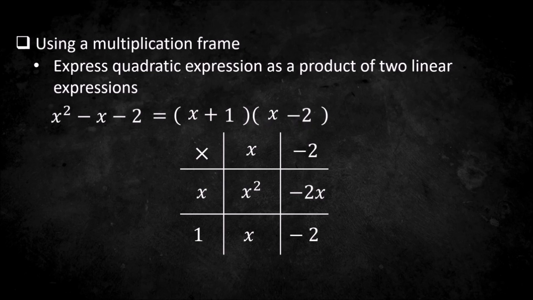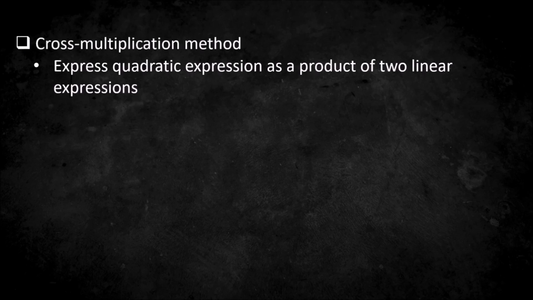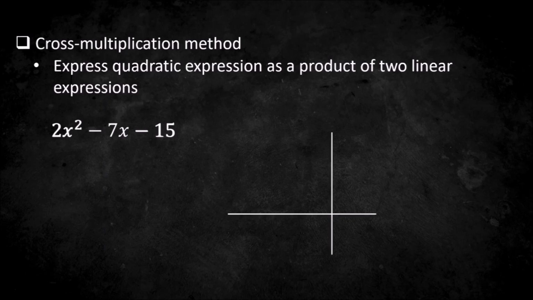The next method, using the cross-multiplication method, is similar to using a multiplication frame. This method is mainly used on quadratic expressions. To factorize the expression 2x squared minus 7x minus 15, start by drawing a cross. Write 2x squared and the constant -15 into the position shown.